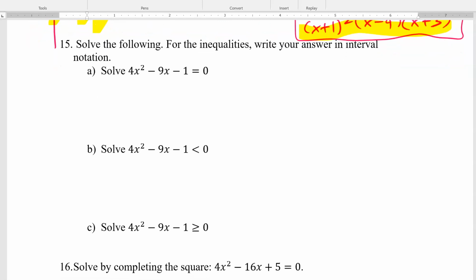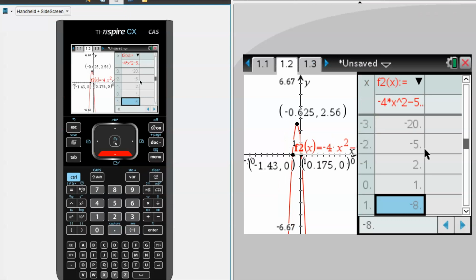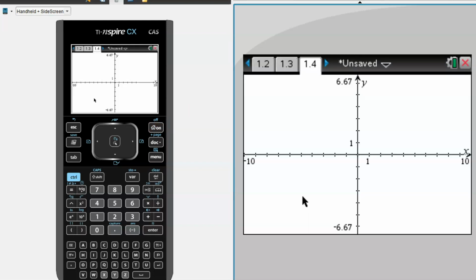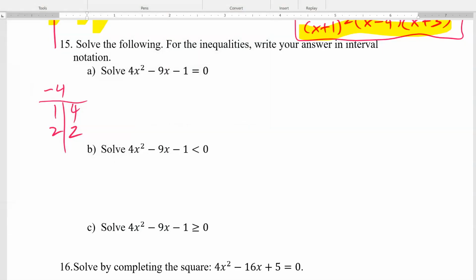This one just says solve. I would see if this factors. I don't know that it does. Four times negative one is negative four, and factors of 4 that make 9: 1 and 4, 2 and 2. I could try to complete the square on this. I could run it through the quadratic formula. But don't I have access to technology? So why not just graph this? 4x squared minus 9x minus 1.